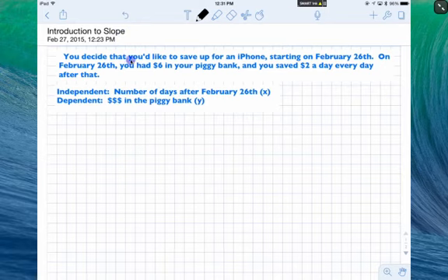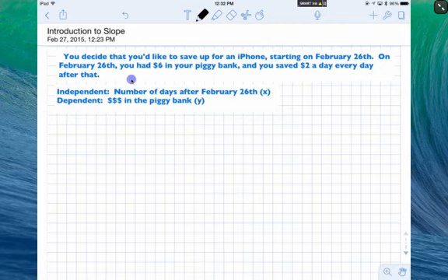In this example, you decide that you'd like to save up for an iPhone. You start saving on February 26th. On that day, February 26th, you had $6 in the piggy bank, and you save an additional $2 every day after that. So you put $2 more in the piggy bank every day thereafter.